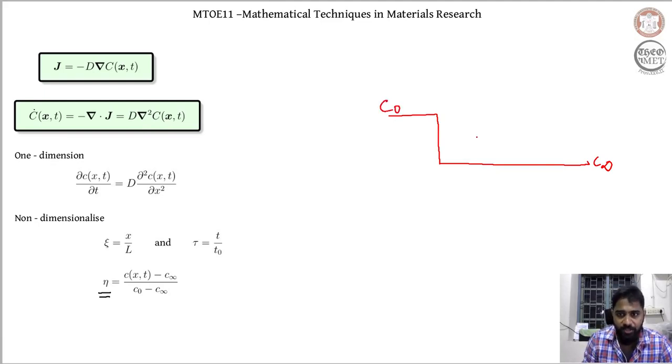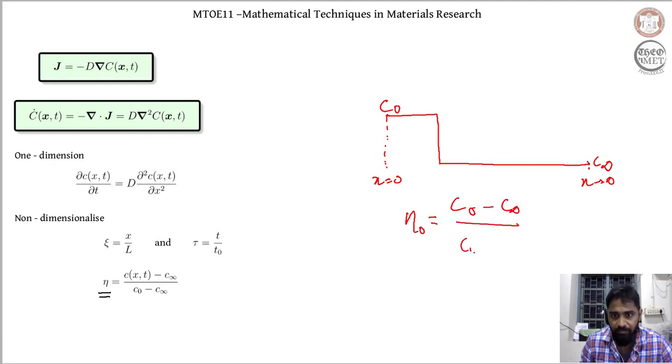When I express my concentration using eta at C0, this position here, the initial position, where x is 0, I call this C0. In this case, as x tends to infinity, I call it infinity. The concentration at x0, which I call eta naught, will be equal to, according to this expression, C0 minus C infinity divided by C0 minus C infinity, so it is going to be 1.